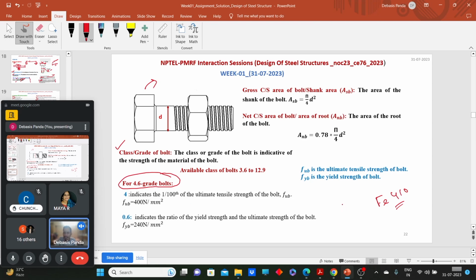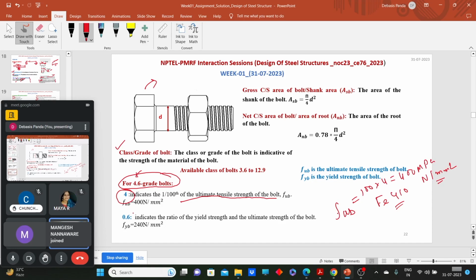So the grade of bolts is generally denoted by two digits, one before the decimal and one after the decimal. So before the decimal, that 4 indicates 1/100th of the tensile strength of the bolt. Say if we have 4.6 grade of bolt, so what will be the FUB, the ultimate tensile strength of bolt? That will be equal to 100 into 4, that means 400 MPa or 400 Newton per mm square, right?